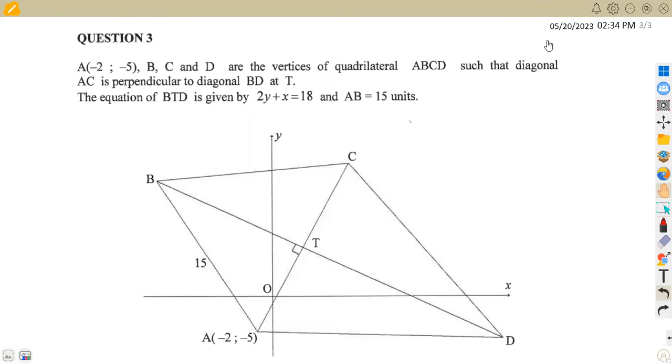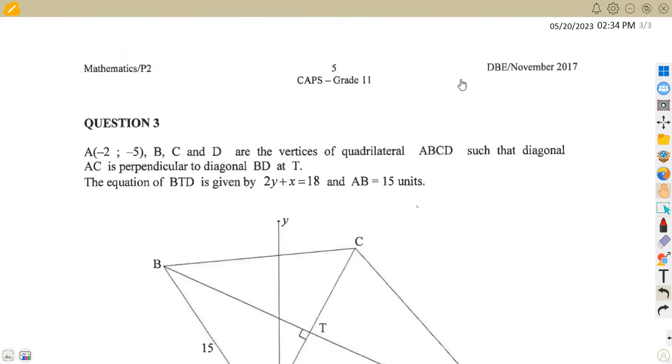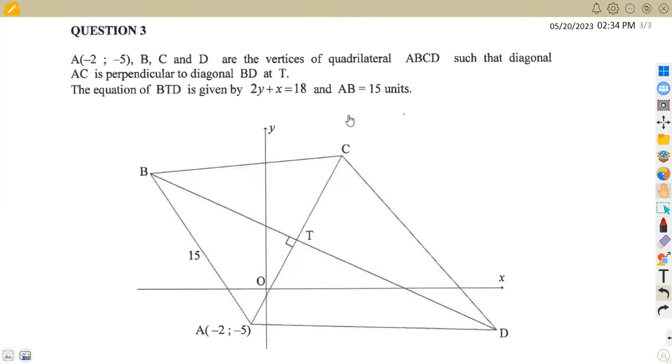Still on mathematics grade 11, working on analytical geometry. We have got the question from the question paper of November 2017, paper 2, that is DBE November 2017, where we are given question number 3. So we've got the point A, which is given as (-2, -5). That's our point A. The point B, the point C, and the point D are vertices of quadrilateral ABCD. All right. So this is the quadrilateral that we are given.